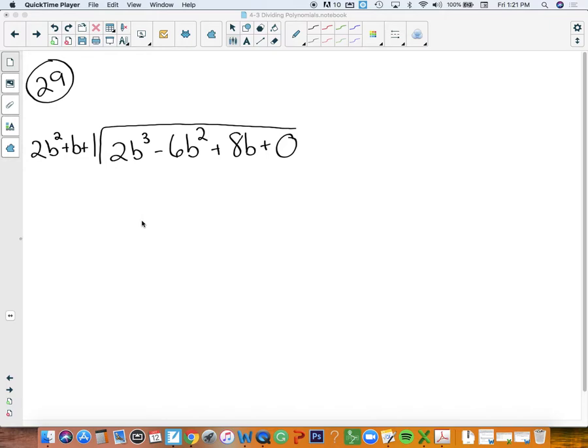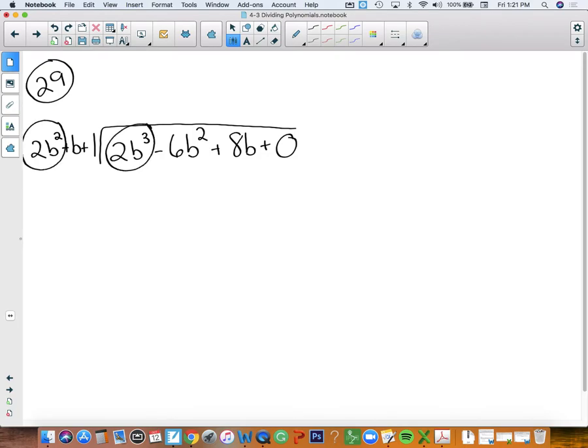Okay, so looking at these front ones here, how can I get that 2b squared to match that 2b cubed? You're going to multiply it by just a b. Okay? So if I take it times just a b, then I get 2b cubed, which is what we want because it's going to cancel out. All right, so plus b squared plus b.